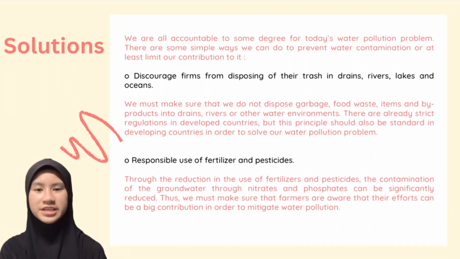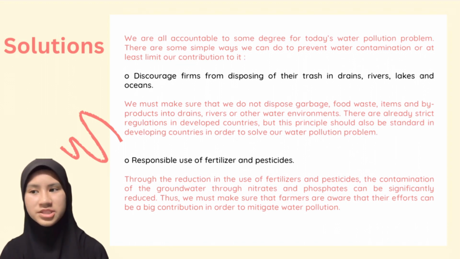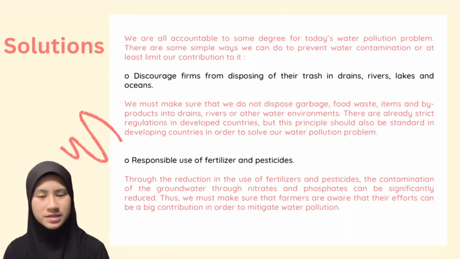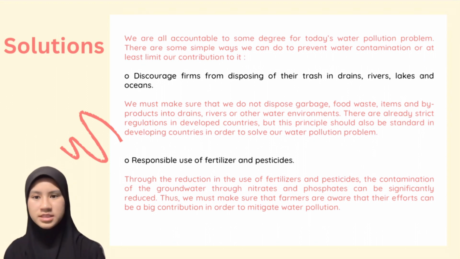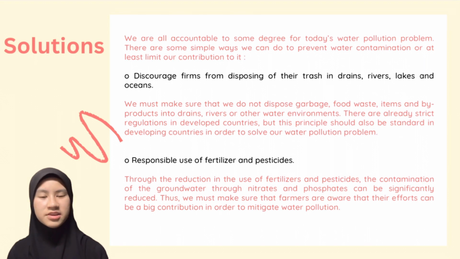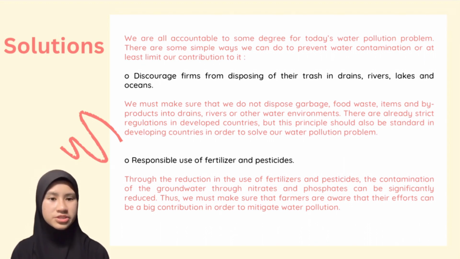So, the solution for these problems is that we are all accountable to some degree for today's water pollution problem. There are some simple ways we can prevent water contamination or at least limit our contribution to it. First of all, discourage firms from disposing of their trash in drains, rivers, lakes, and oceans. We must make sure that we do not dispose of garbage, food waste, items, and byproducts into drains, rivers, or other water environments. Next, we should be responsible in the use of fertilizer and pesticides.